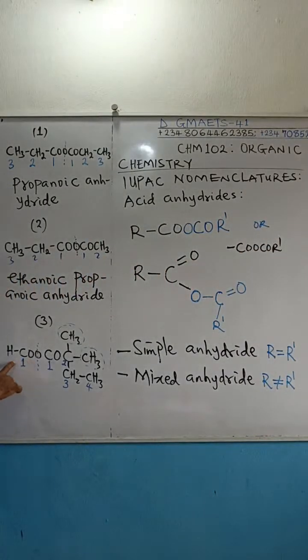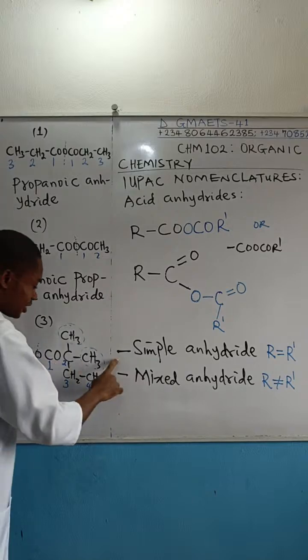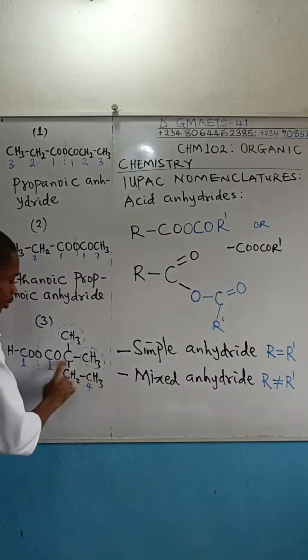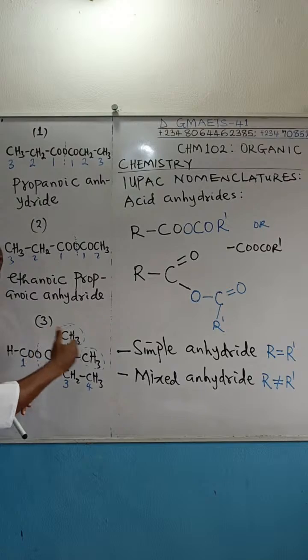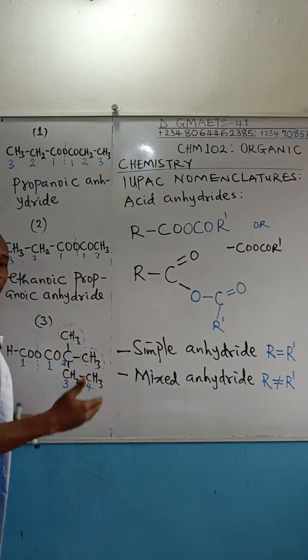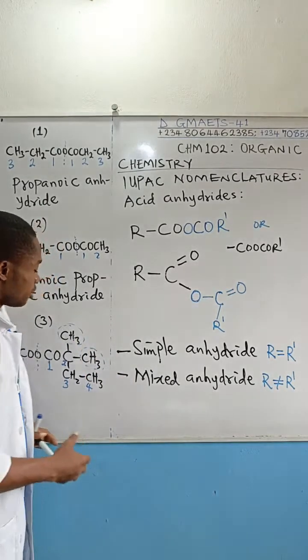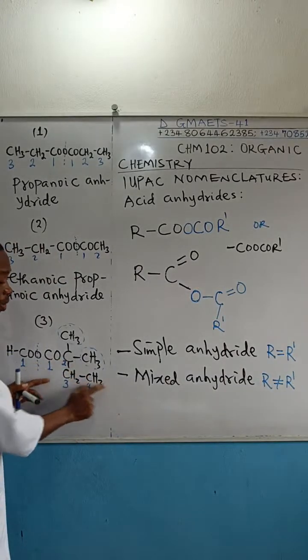So this side is methanoic, 1 carbon atom. This side is 4 carbon atoms, butanoic. But will come before meth. Butanoic, B, comes before methanoic, M, right? So I will have to pronounce this part first.